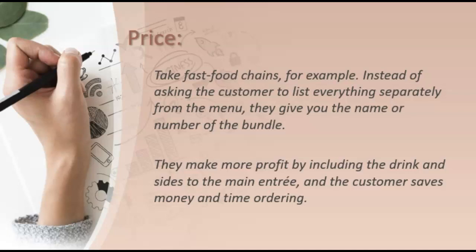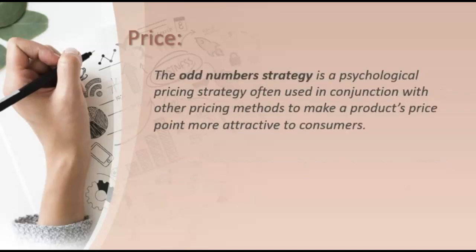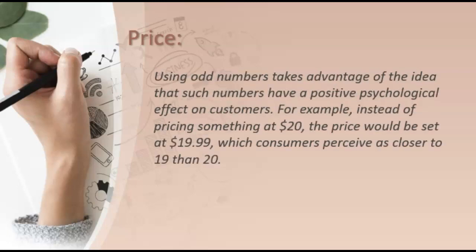The odd numbers strategy is a psychological pricing strategy often used in conjunction with other pricing methods to make a product's price point more attractive to consumers. Using odd numbers takes advantage of the idea that such numbers have a positive psychological effect on customers. For example, instead of pricing something at $20, the price would be set at $19.99, which consumers perceive as closer to 19 than 20.